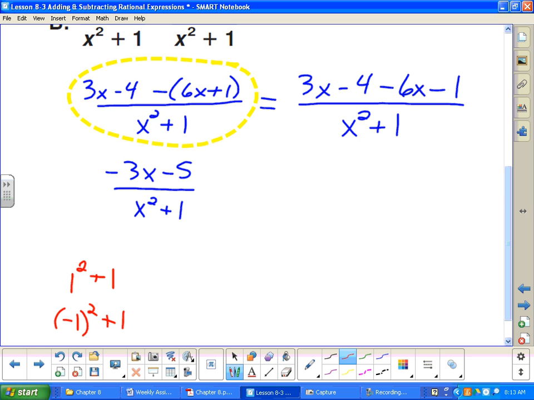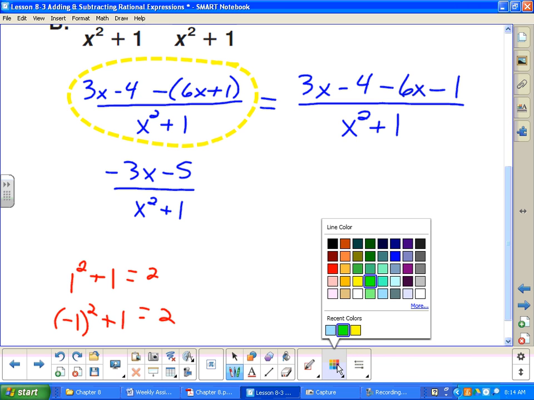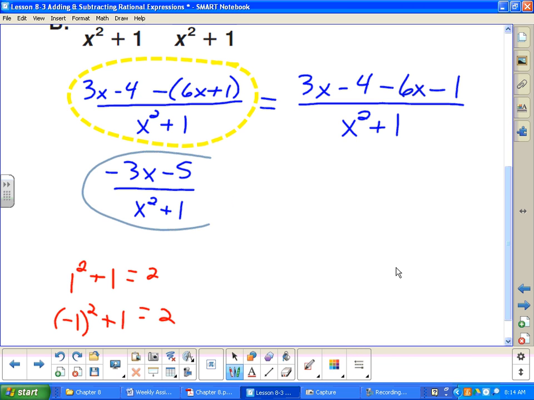What do I get when I square a negative 1? 1. And 1 plus 1 is 2 again. So these both equal 2. So there is no values where this is undefined. So this answer then is just what I've got there. Okay, so that is the answer. It's defined everywhere. Okay, and let's show why that is too.